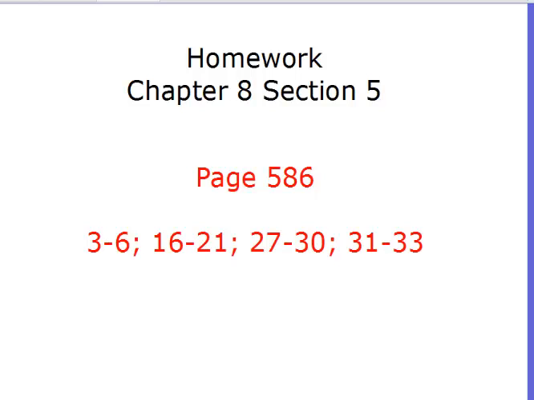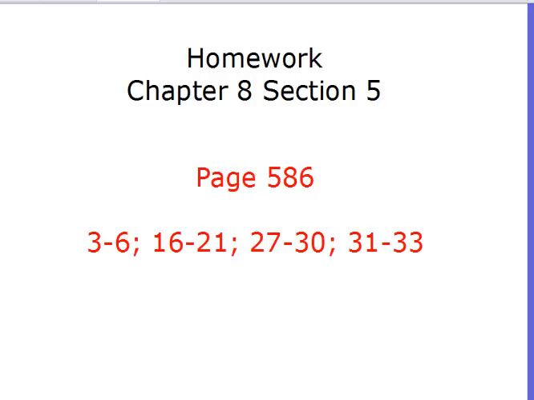Especially in the first set, 3 through 6, they already have common denominators. Okay, so 3 through 6 should be pretty simple. 16 through 21 are going to be smaller factors, but they're still going to have different denominators. So you will have to find the common denominator. 27 through 30 are going to be kind of the bigger ones, and then 31 through 33, those are the ones where it's a fraction over plus or minus fractions in the denominator.